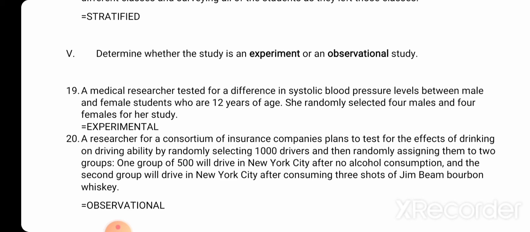The next task is to determine whether the study is an experiment or observational. A medical researcher tested for differences in systolic blood pressure levels between male and female students who are 12 years of age. She randomly selected 4 males and 4 females for her study. So my answer is experimental, because experimental is defined as applying some treatment and then observing its effect on the subjects.